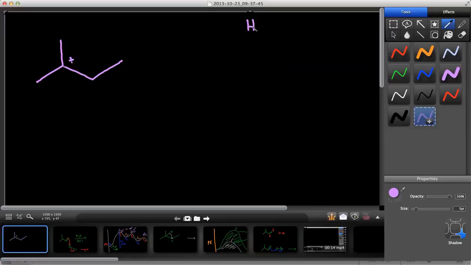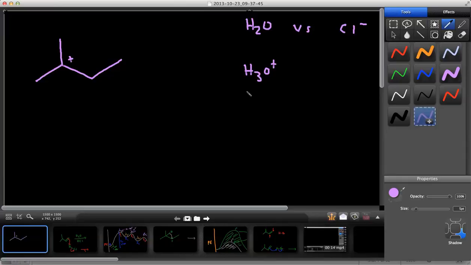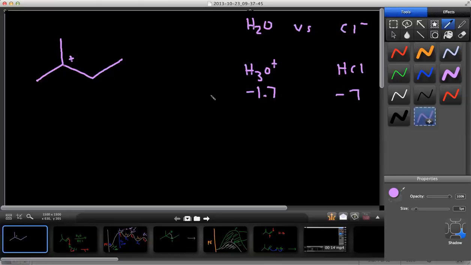So we have H2O versus Cl-. In order to determine which of these is a stronger nucleophile, you got to examine the conjugate acids. Hydronium with a pKa of -1.7 and HCl with a pKa of -7. Lower the pKa, the stronger the acid. So HCl is the stronger acid, which means hydronium is the weaker acid, which means H2O is the stronger base.